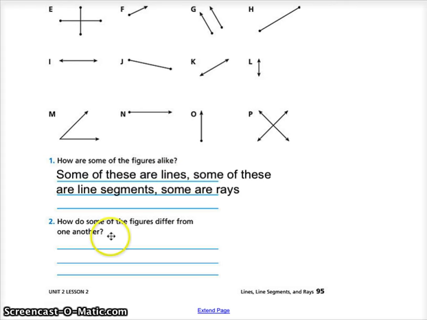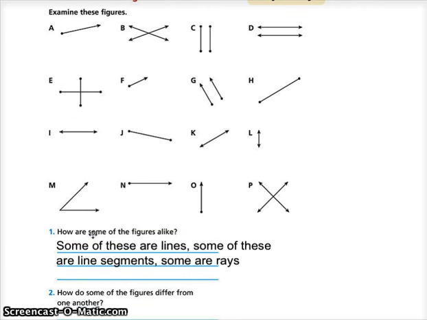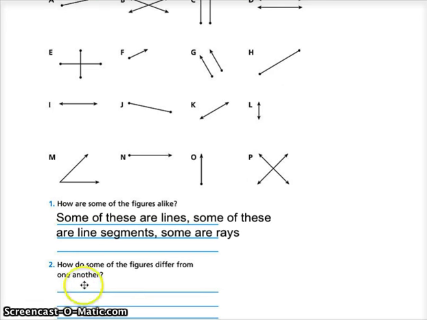Okay. How do some of the figures differ from one another? Well, let's look at the difference between A and B. I know that these ones are crossing each other, so they are creating angles. Some create angles.